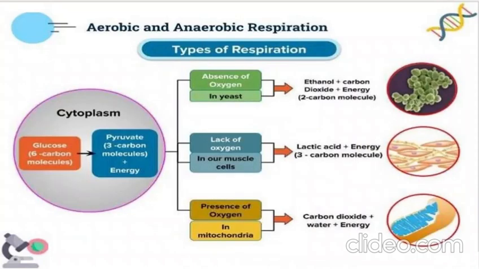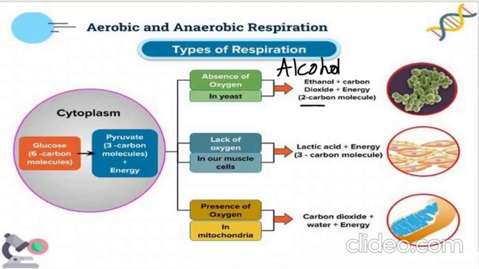Now, as I said, types of respiration: in the cytoplasm, the six carbon molecule of glucose converts into pyruvate. Pyruvate contains three carbon molecules, isn't it? Plus energy. Now, when there is no oxygen, in yeast, what happens? It produces alcohol, ethanol plus carbon dioxide plus energy, which is a two carbon molecule.